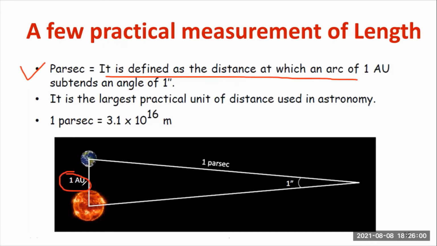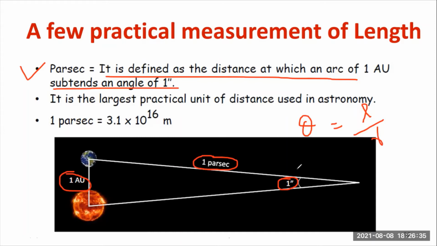An arc of one astronomical unit subtends an angle of 1 minute. See, this is your angle, and the arc will be one astronomical unit. This is actually 1 parsec. You know that the angle theta is equal to L by radius. There is a relation between the angle, length, and radius, so likewise, you can relate this.